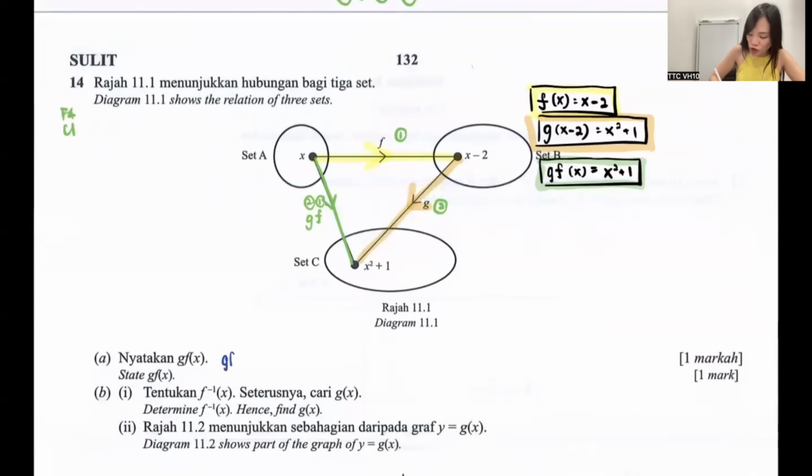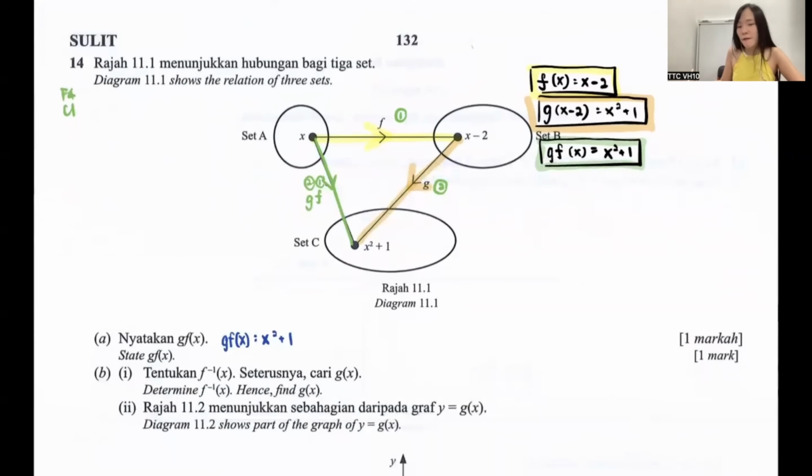So once you write the name correctly, let's start from A. They say, find GFX. Oh, easy. I think I already prepared. Just X plus 1. Done. 1 mark. B2. Determine the F inverse X. Hence, find the GX. Okay, B2 I do here, yeah?